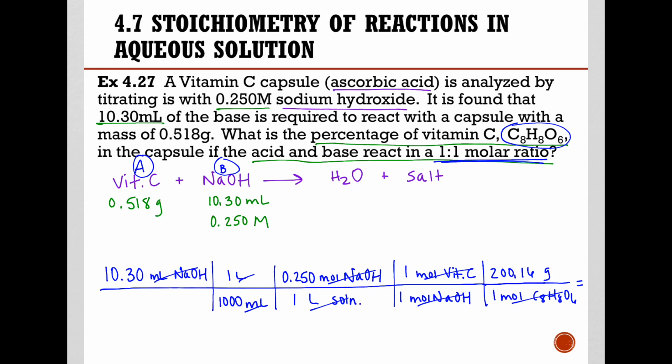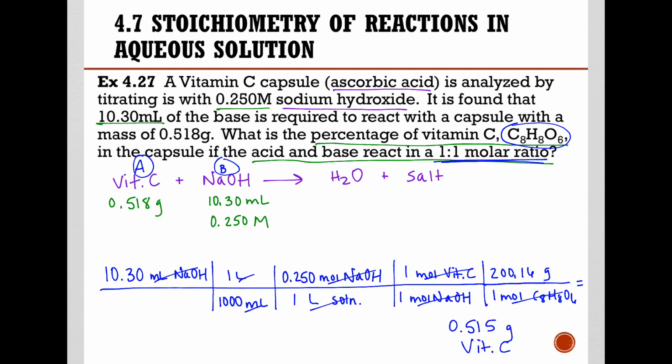As far as sig figs go, we've got 3 here, 4 here, and 3 here. So our limiting number is 3. So to 3 significant figures, we would find that the mass of this thing was 0.515 grams of vitamin C. In other words, that's how much vitamin C was in this 0.518 gram tablet, which means there's a little bit of filler.